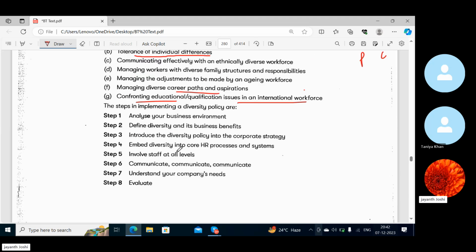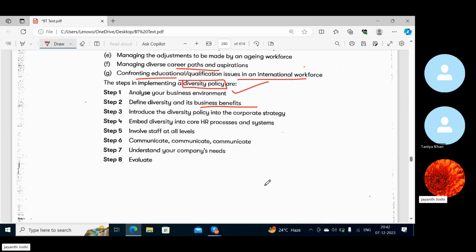So the steps in implementing a diversity policy are: analyze your business environment. If you want to frame a policy and implement it, first you should understand what your business environment is all about. Define diversity and its business benefits, like what it can benefit you if you are opening your arms and accepting people from all walks of life.